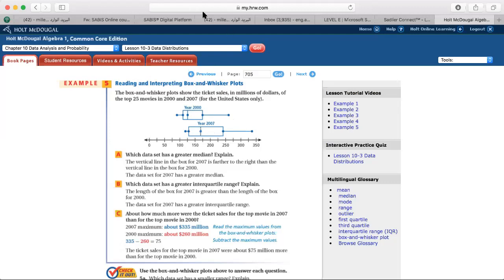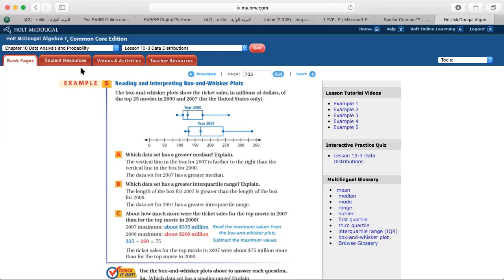Again, in 2007, here is the minimum, here is the maximum, here is the median of the whole set, which is Q2, here is Q1, the first quartile, and Q3, the third quartile of the second set. Okay. Which data set has a greater median? Explain. How will I solve this one?